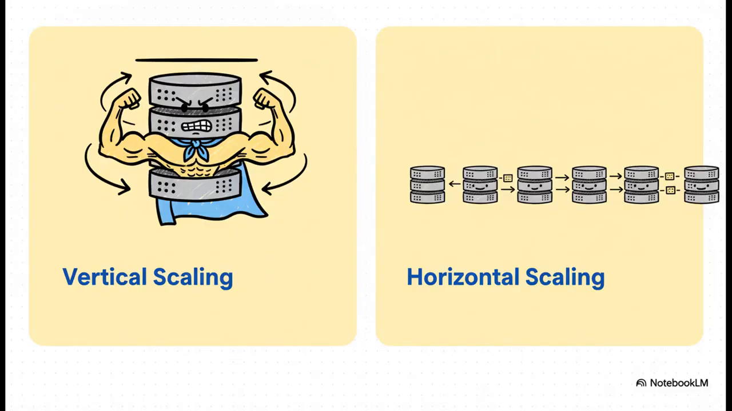And this is a really key difference in how you think about growth. You've got two main options. Vertical scaling is like trying to build one giant superhero server. You just keep cramming in more RAM, a faster CPU, but eventually you hit a hard limit. There's only so big one server can get. Horizontal scaling, which is what sharding is all about, is totally different. Instead of one superhero, you build a whole team. You just add more servers, and they all work together to share the load.